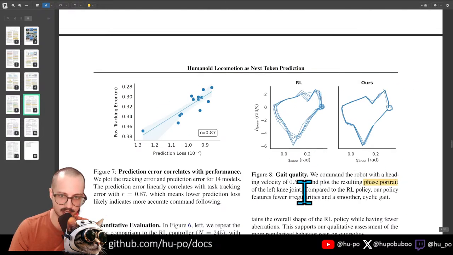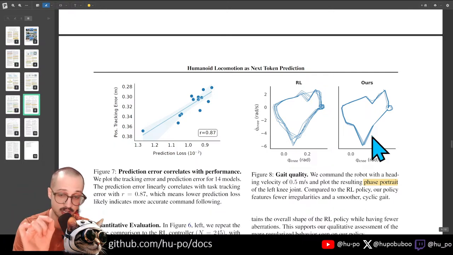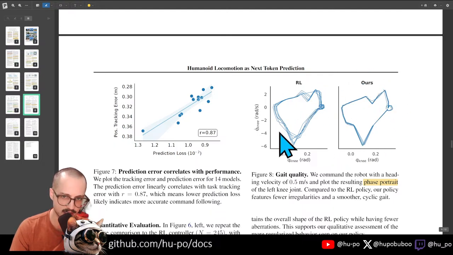Here's the phase portrait. Compared to a reinforcement learning policy, our policy features fewer irregularities and a smoother cyclic gait. So here you see the Q knee, which is the knee joint. Rad means radians, right? Degrees is a way of measuring angles, and radians is another way of measuring angles. Q dot, so anytime you see a dot like that, it means a derivative or velocity. So this would be the angular position of the knee, and this is the angular velocity of the knee. You can see here that the gait is just a repeated, cyclic motion, right? Here they're looking at the position of the knee, and you can see that with the transformer-based controller, it's much more consistent compared to this reinforcement learning-based controller, which is a lot more noisy.